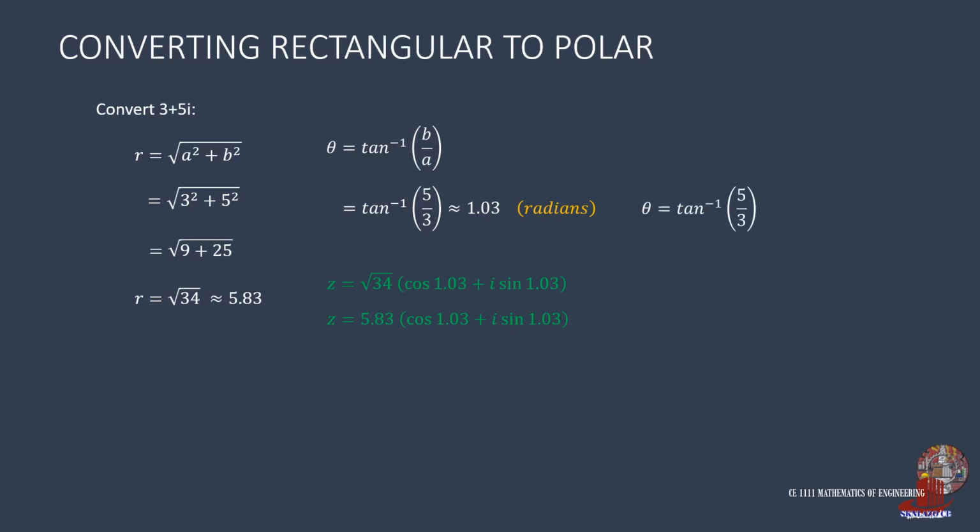Nevertheless, theta can also be computed using degrees, resulting to 59.04. So z is the root of 34 times cosine of 59.04 degrees plus i sine of 59.04 degrees, or 5.83 times cosine of 59.04 degrees plus i sine of 59.04 degrees.